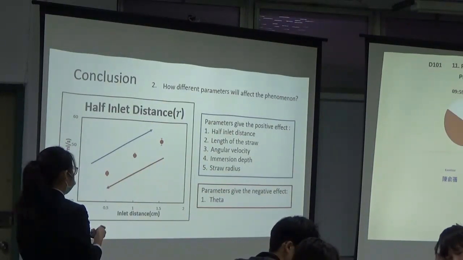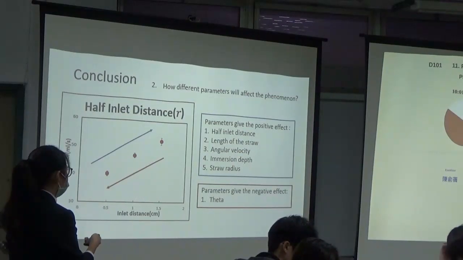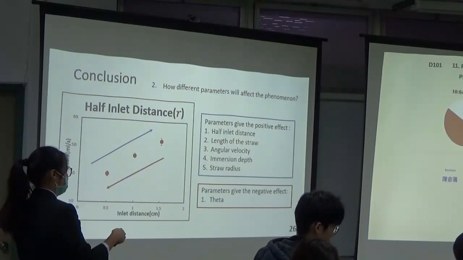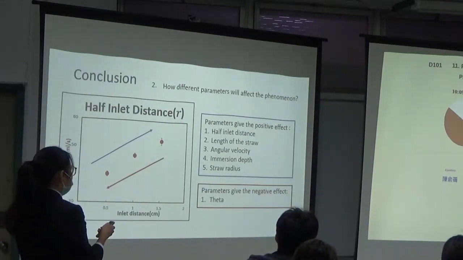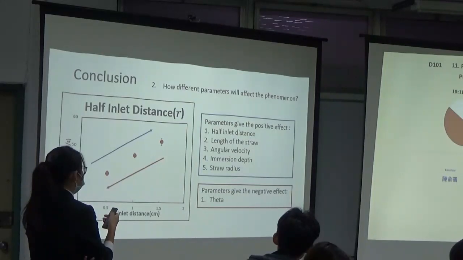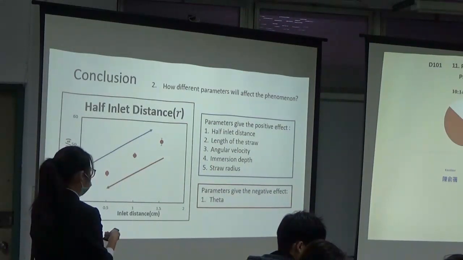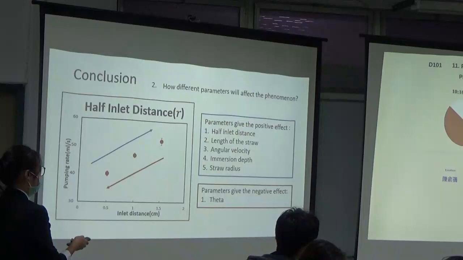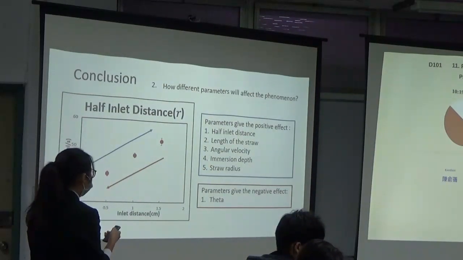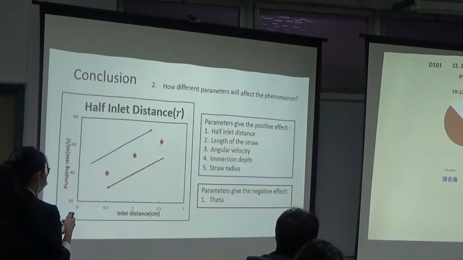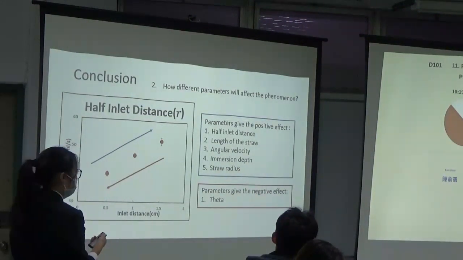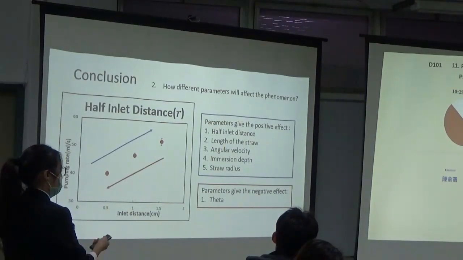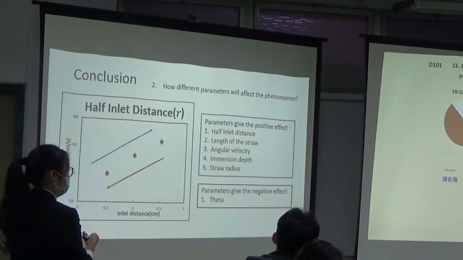And when the angular velocity increases, the frequency of rotating will increase, so the water pumps out more, so it will give positive effect. And the immersion depth, when the immersion depth is deeper, they will make the velocity of the water larger, so they will make the phenomenon become more significant. And the straw radius will also affect because of the cross-sectional area which makes the water pass more.